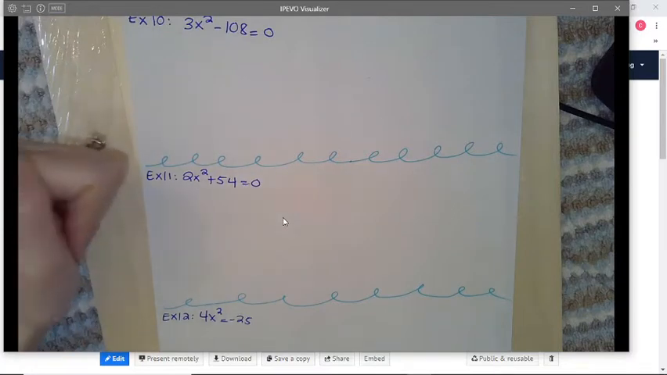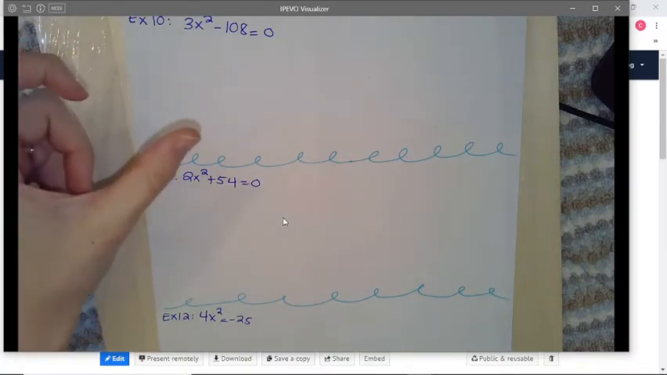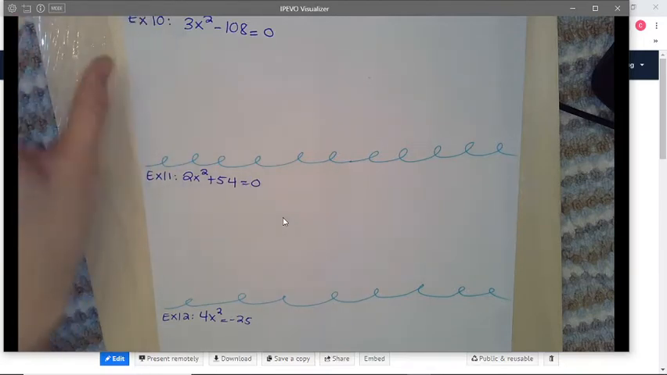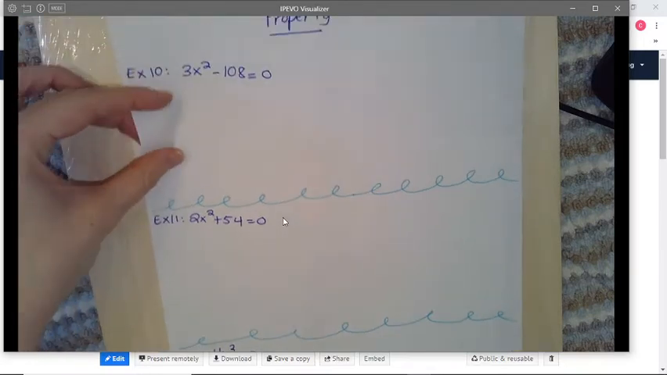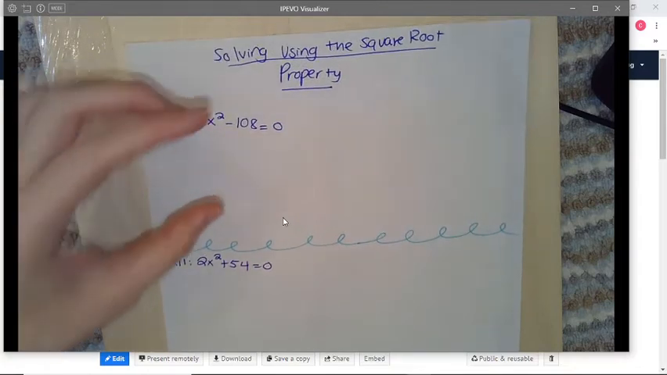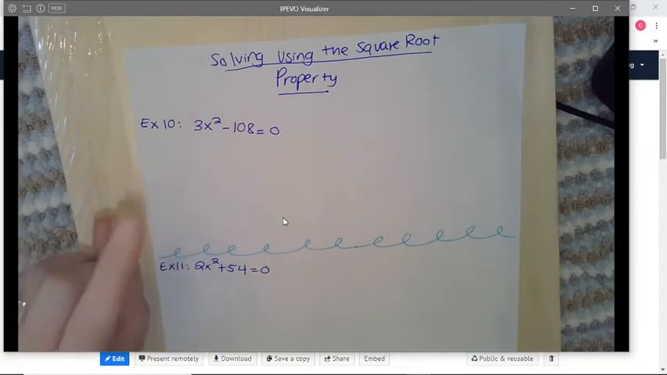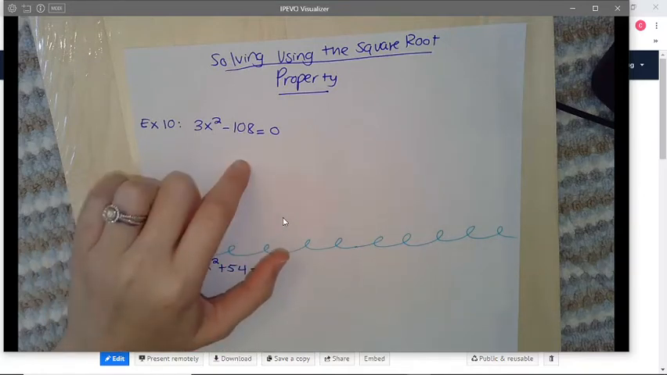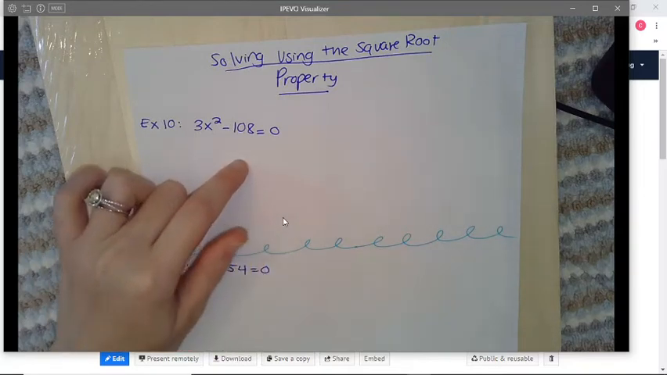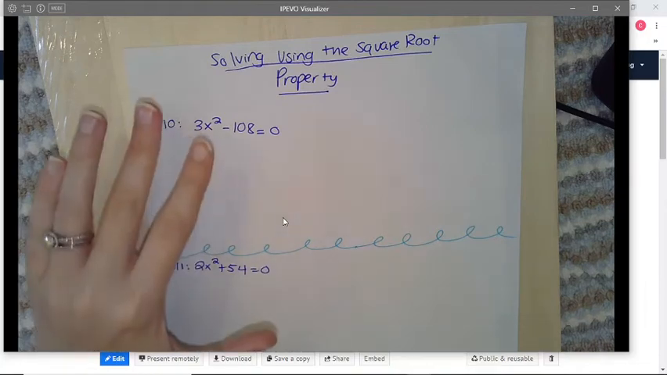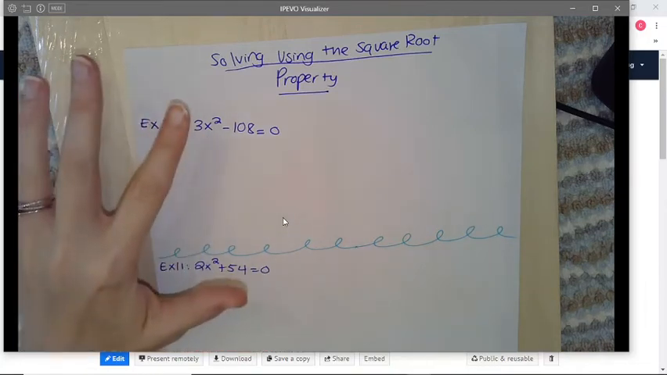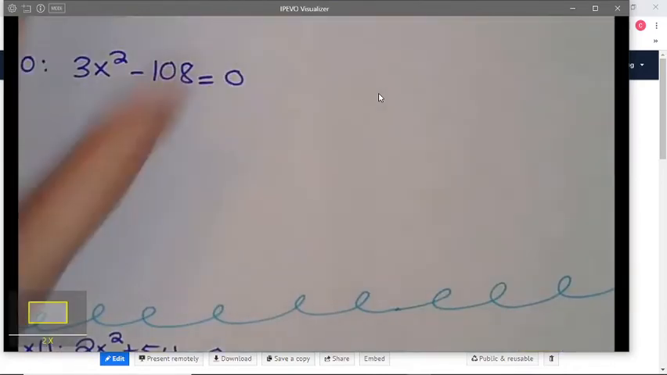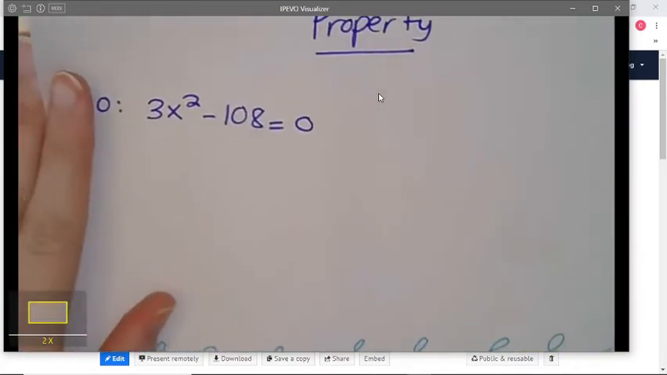Now, if you are given the middle term, the term that has just x to the first, that is your linear term. If you have the linear term, you cannot solve your equation this way. So just be careful. You can only solve this when you have the square term, or quadratic term, and the constant term, the term without the x. Demon cats are always out and about, and they're always trying to get us, so I'm just trying to brace you guys. Okay, so now let's dive into example 10.